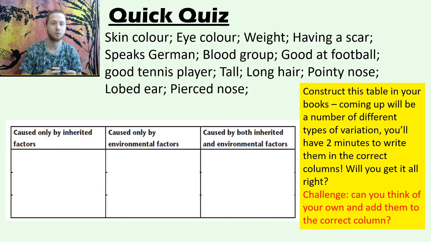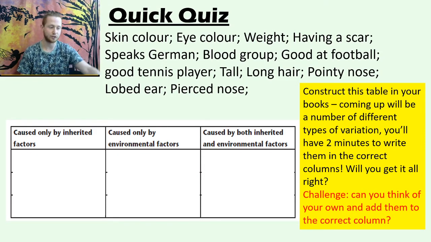Skin colour, eye colour, weight, having a scar, speaking German, blood group, good at football, good tennis player, tall, long hair, pointy nose, lobed ear, or pierced nose. See what you can do. 2 minutes start now. Okay, I think your 2 minutes are up.